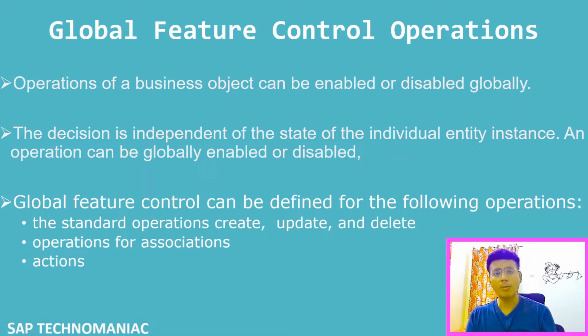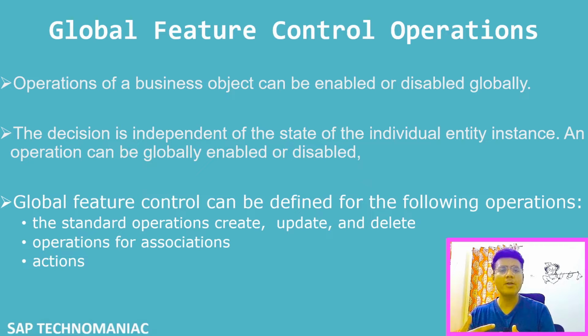Now we talk about the global feature control. Global feature controls are applicable on the entire BO. Entire BO means, suppose I want to disable the create or delete button entirely at the business object level, not at a particular instance level, then I can use that particular global feature control.